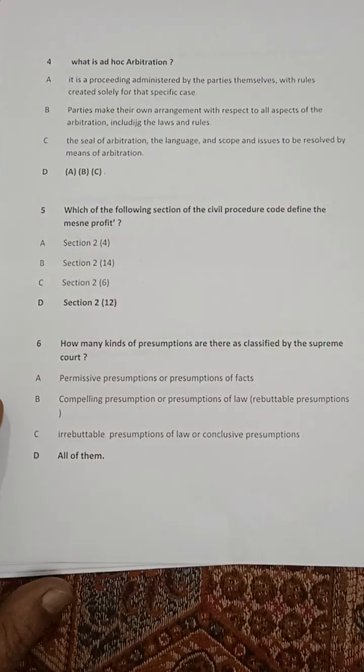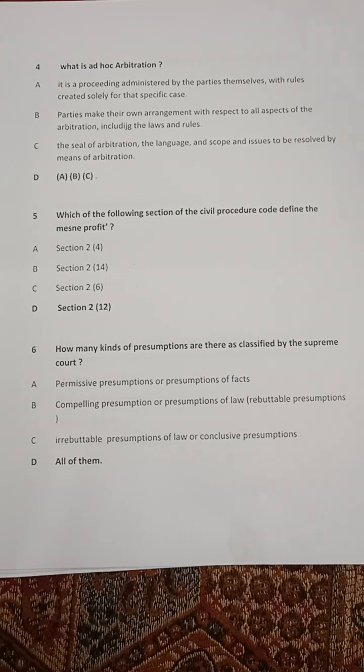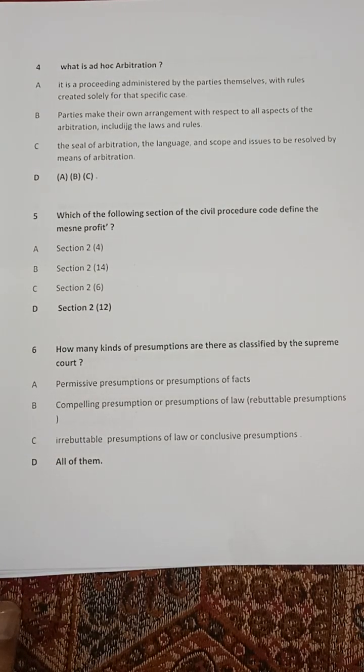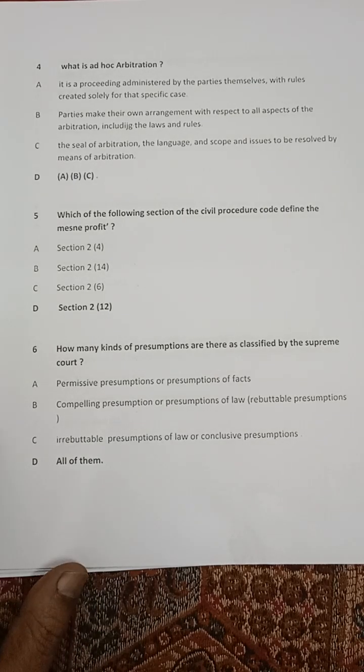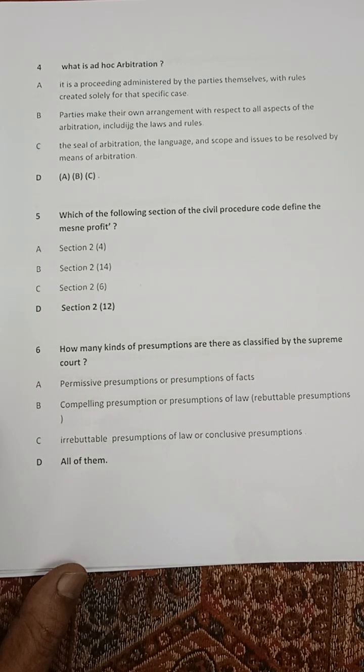Next question. Question number 4. What is Ad hoc arbitration? Option A. It is a proceeding administered by the parties themselves with rules created solely for that specific case. Option B. Parties make their own agreement with respect to all aspects of the arbitration, including the law and rule. Option C. The seat of arbitration, the language and scope and issues to be resolved by the means of arbitration.